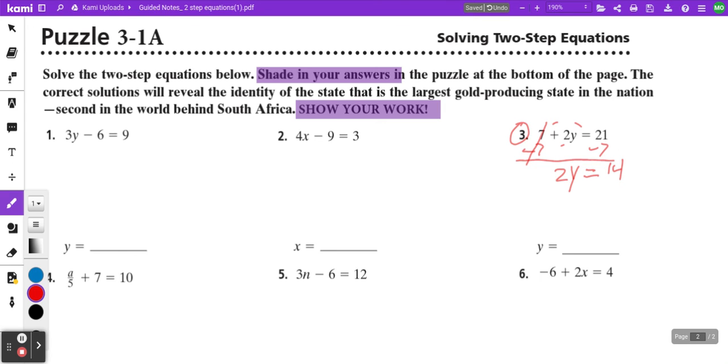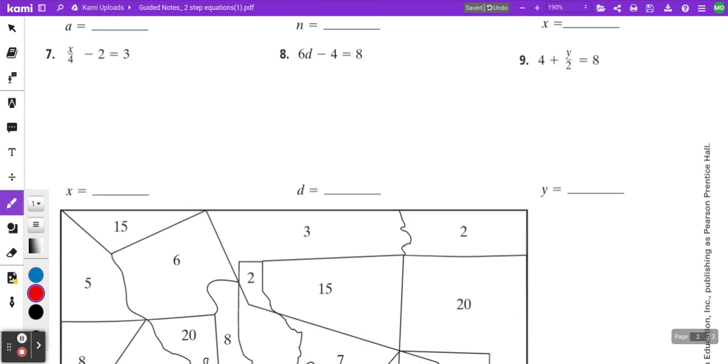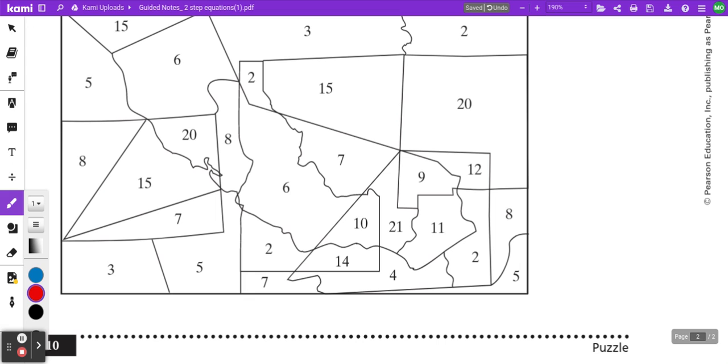Now it's multiplication. The opposite of multiplication is division. Always use those inverse operations. And y equals 7. So then it looks like we need to find 7 in the bottom. Boom, boom, boom. And then we will shade it in. Okay, so do the best you can shading wise to shade that in. Okay, you have 8 more problems left.